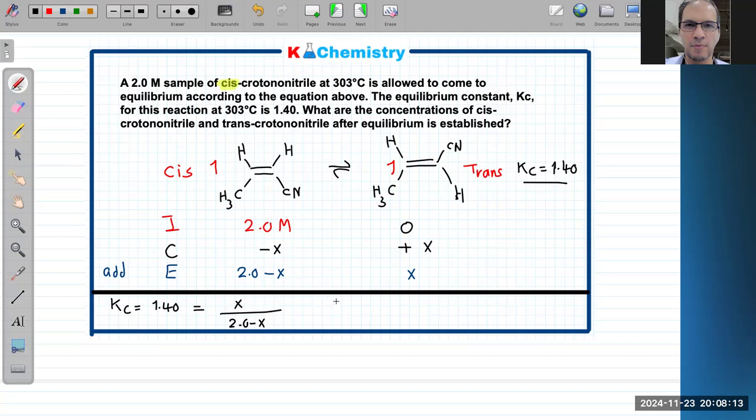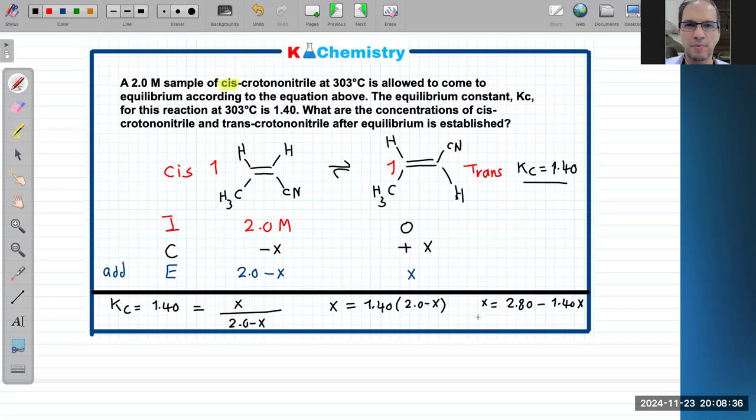So let's say that X will be equal to the cross multiplication. That's 1.40 multiplied by 2 minus X. And then I can distribute this, saying that X is equal to 1.40 multiplied by 2, so that's 2.80, and then again minus 1.40X.